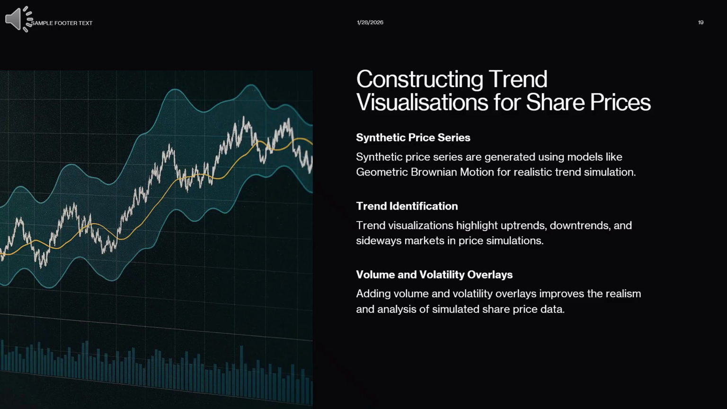Trend visualizations in simulations often use synthetic price series generated by models such as geometric Brownian motion. These visualizations help identify potential uptrends, downtrends, or sideways markets and validate trading strategies under controlled scenarios. Incorporating volume and volatility overlays enhances the realism and interpretability of simulated data.